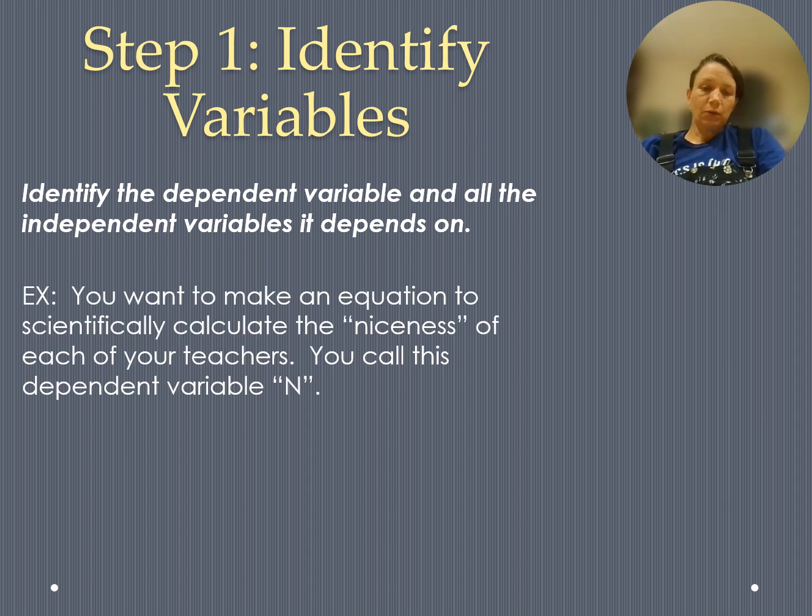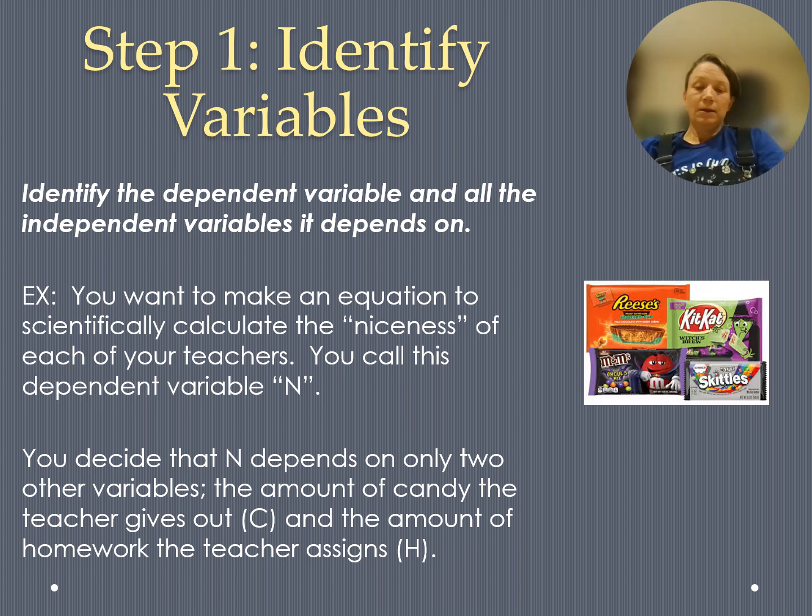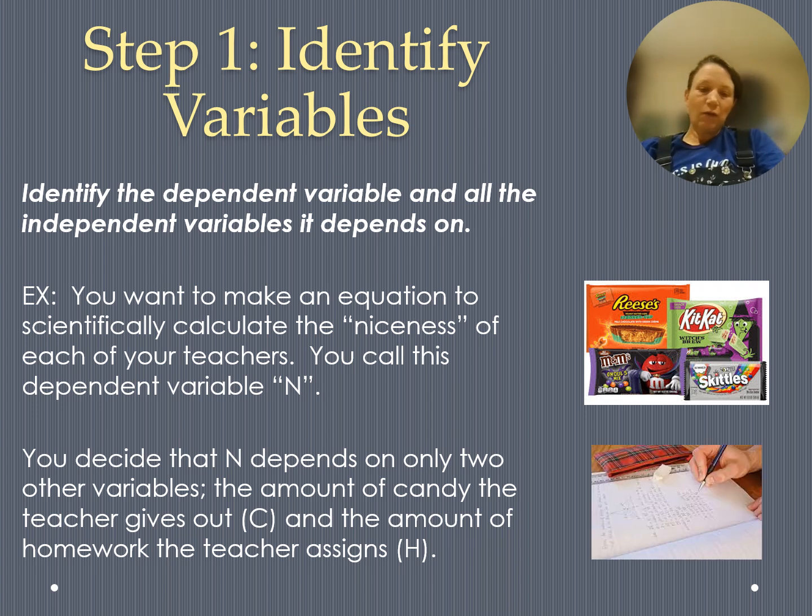So let's say, for example, you want to make an equation to scientifically calculate the niceness of each of your teachers. You decide to call this dependent variable N. As you think about it, you decide that N depends on only two other variables for you: the amount of candy the teacher gives out, or C, and the amount of homework the teacher assigns, or H. So those are going to be your independent variables.